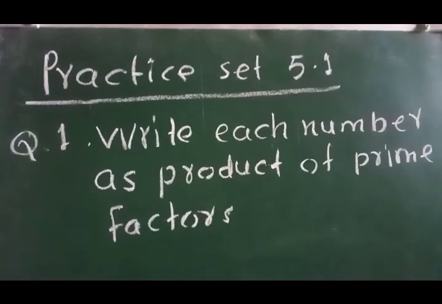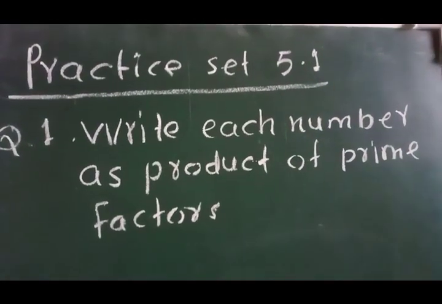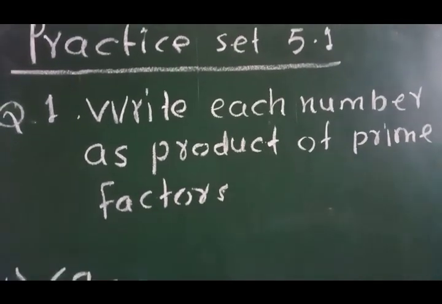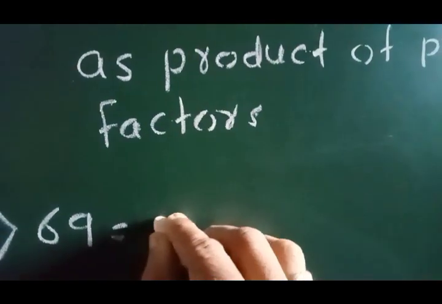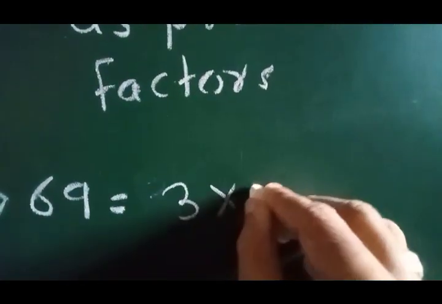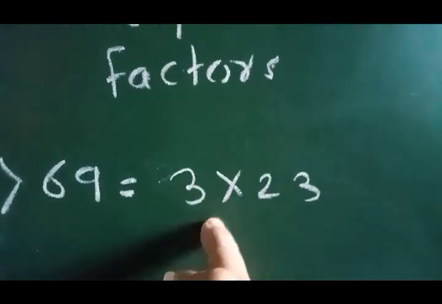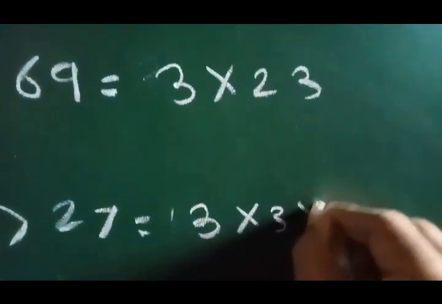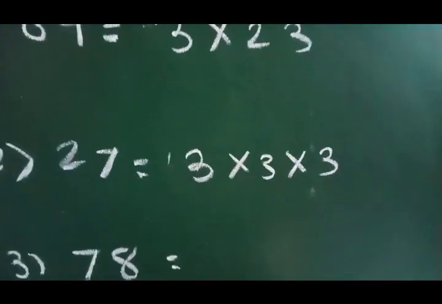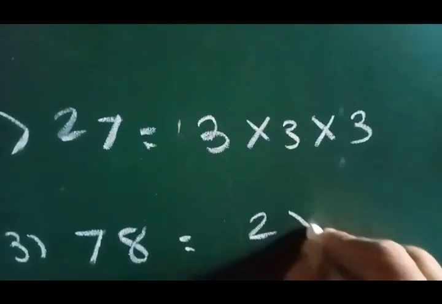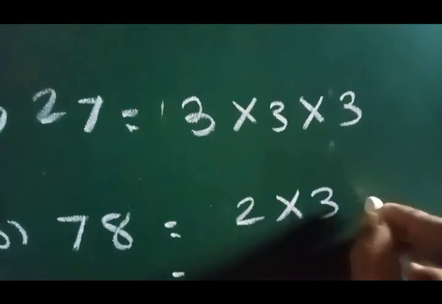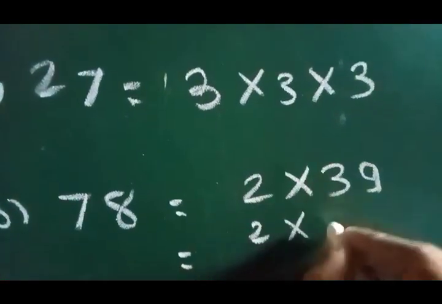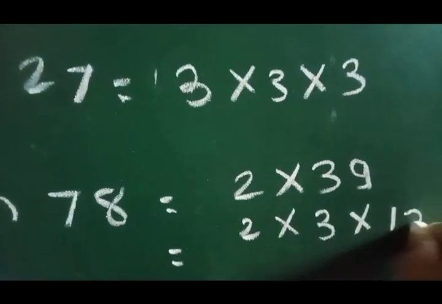Exercise 5.1. Question 1. Write each number as a product of prime factors. Number 1, 69. 3 times 2 is 6, 3 times 3 is 9, so this is 3 times 23. Then 27: 3 times 3 is 9, 9 times 3 is 27. Then 78: 2 times 3 is 6, 6 times 3 is 18.